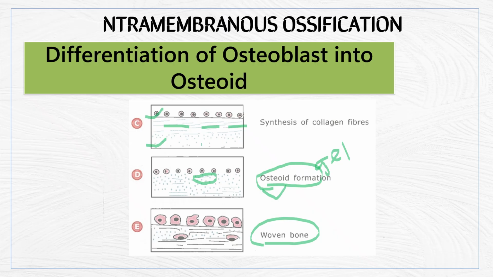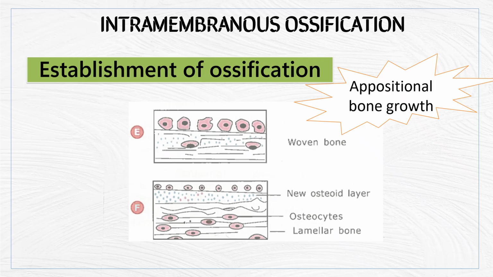So the remaining osteoblasts will move on to the upper layer, above which a new osteoid layer is formed between the osteoblastic cells and the perichondrium. So this layer is the perichondrium, and below is the lamellar bone, that is the newly formed bone, and osteoblasts get entrapped in this lamellar bone and form the osteocytes, above which a new additional layer of osteoid is formed.